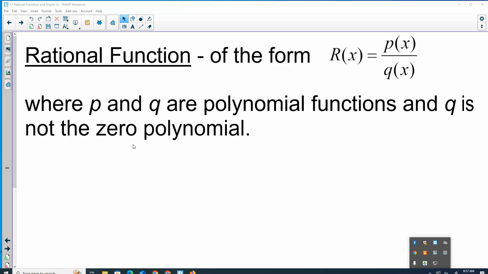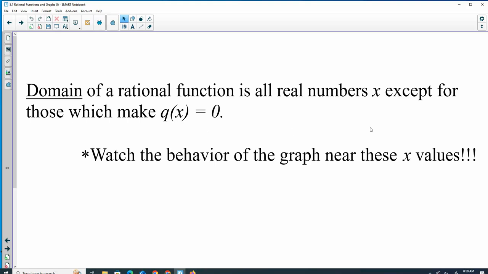When you have a fraction, the denominator cannot be 0. So anything that makes the bottom 0 is going to be excluded. That value of x won't work. And that's the place where our graph is going to do funny things. So the domain of these is everything except what makes the denominator 0. And that's going to be where we really need to pay attention to our graph.